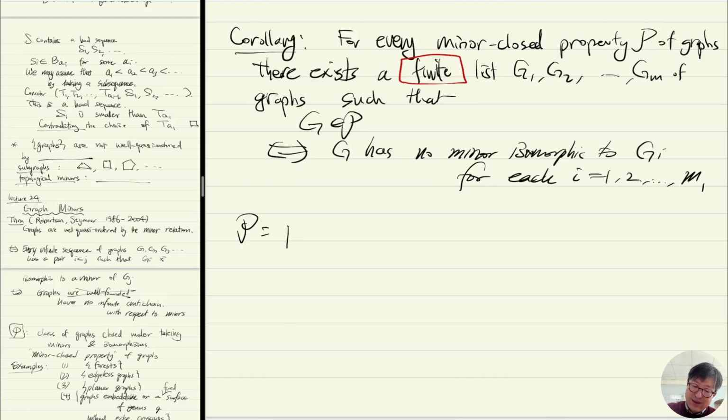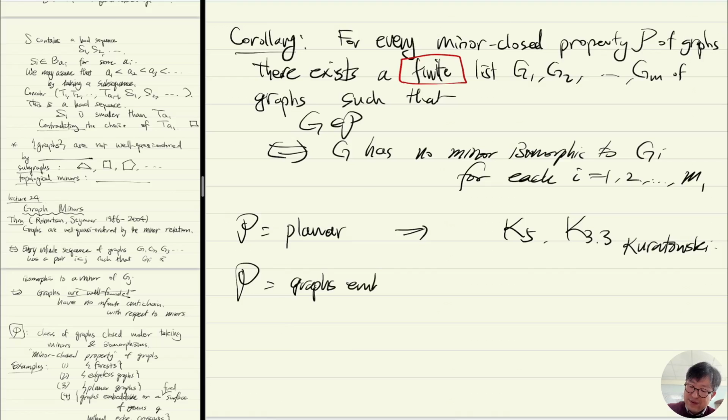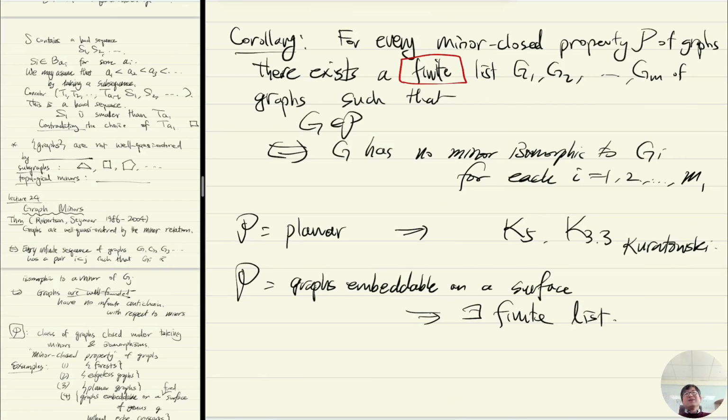So when it's planar, then you only need the two graphs, K5 and K3,3. This is Kuratowski's theorem, right? And for graphs embeddable on a surface, this theorem says that there is a finite list. Okay? So the thing is, this finite list is not generated by the proof of the graph minors theorem.